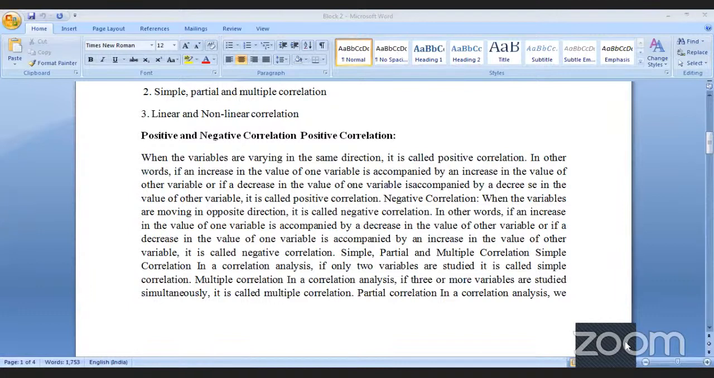So in positive correlation, all the variables are in the same direction, that is positive direction. Okay. So here x values are increasing, means here one variable is increasing. Immediately the other variable also increases. Okay.